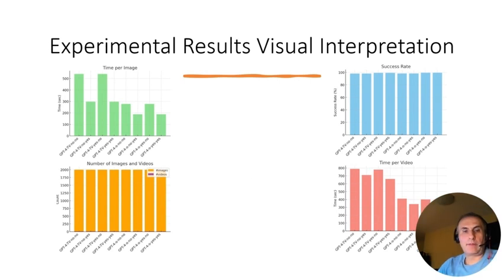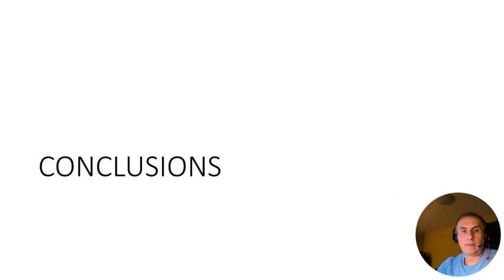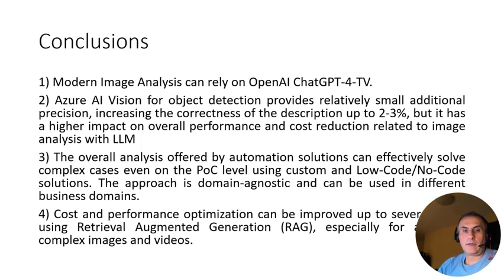A visual interpretation of the experimental results can be seen in this slide. Results here can be considered easier to read, mostly in the context of the time used for different types of analysis for both images and videos. Now let's discuss the experimental results. Conclusions based on the research are the following. We can use OpenAI for modern image analysis, especially GPT-4 Turbo with Vision and GPT-4o. When we empower image analysis with computer vision, it provides a very, very small improvement of correctness, within the scope of possible statistical error, but there is an impact in the context of cost and performance. That means the speed to solve a specific case.